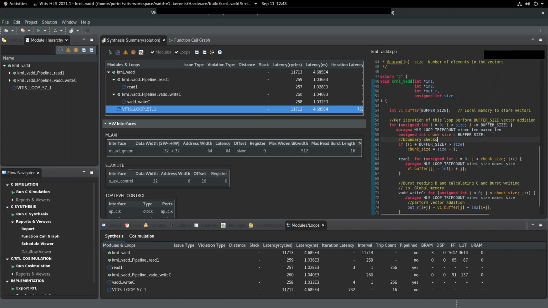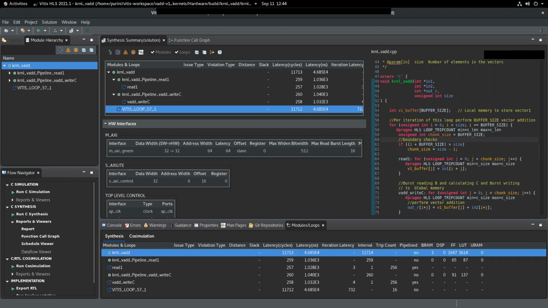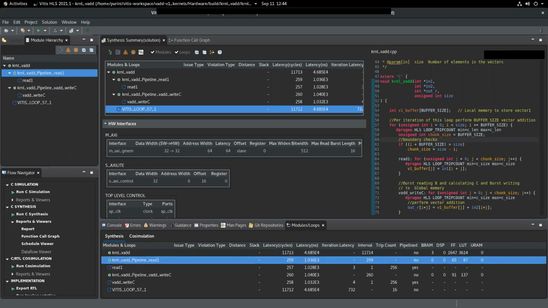And here you can see synthesis results for different modules. The kernel we added is taking three BRAM modules. It's not using any DSPs, it is using some number of flip-flops and LUTs. So just check that here. This is also interesting to look at.